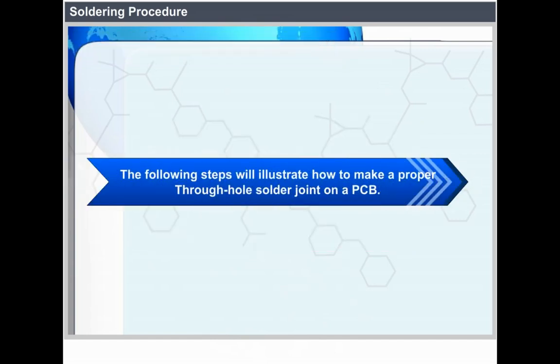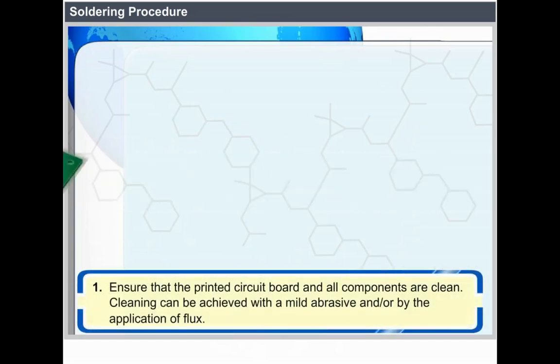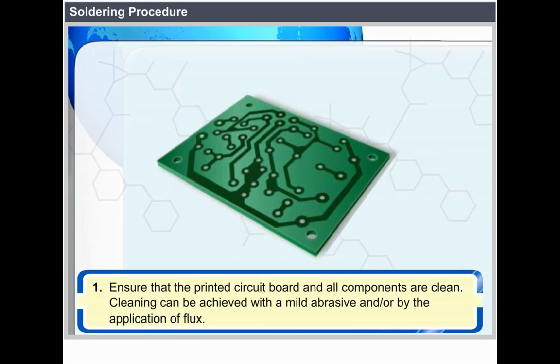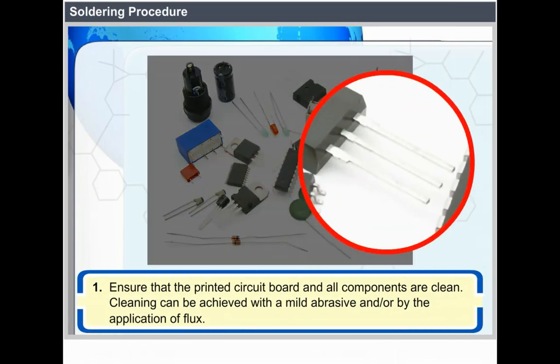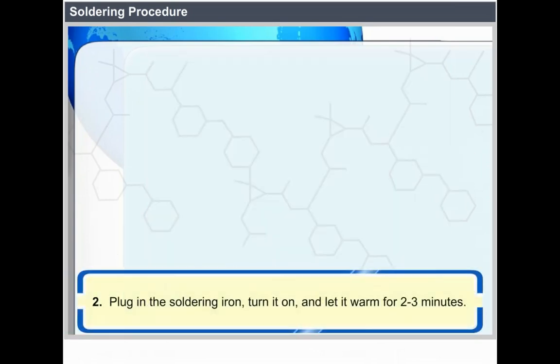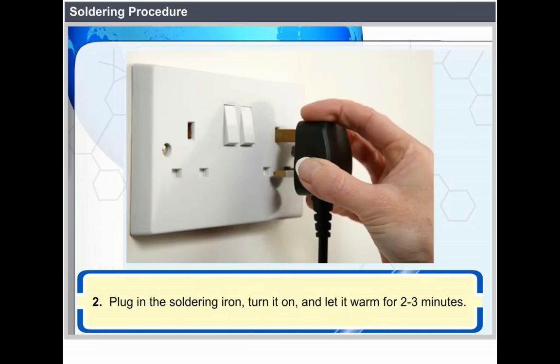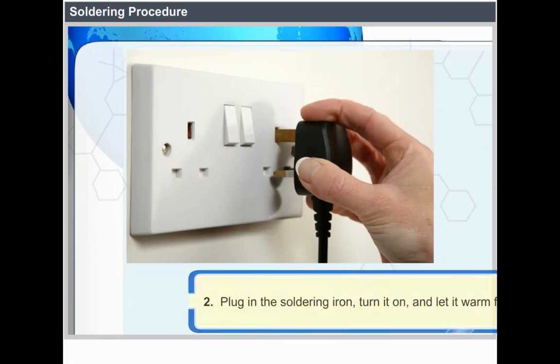The following steps will illustrate how to make a proper through-hole solder joint on a PCB. Ensure that the printed circuit board and all the components are clean. Cleaning can be achieved with a mild abrasive and/or by the application of flux. Plug in the soldering iron, turn it on and let it warm for 2 to 3 minutes.